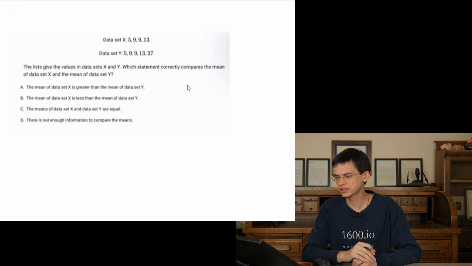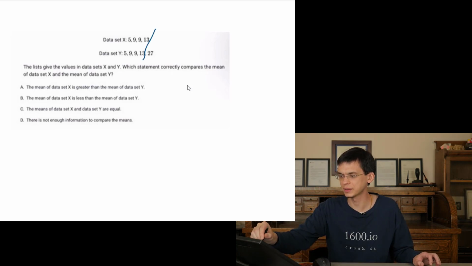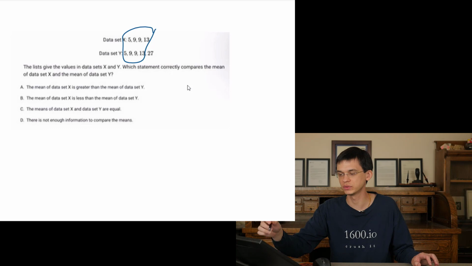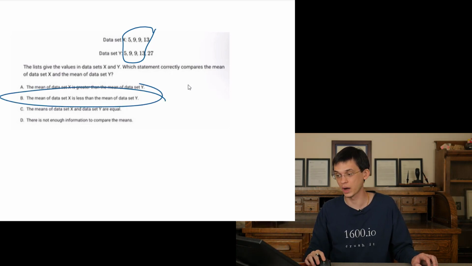We have two data sets. What's the comparison of the means of the two? Well, clearly data set x and y are the same, except that data set y has an extra 27. So data set y's mean is going to be greater than x's, or the mean of x is less than y.